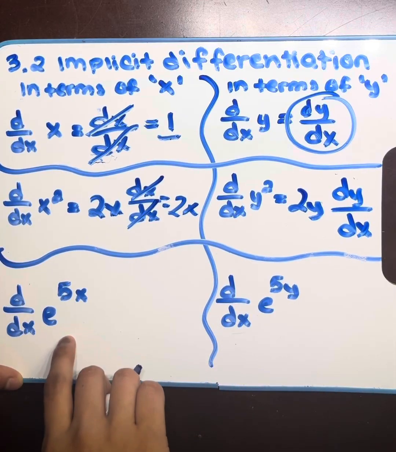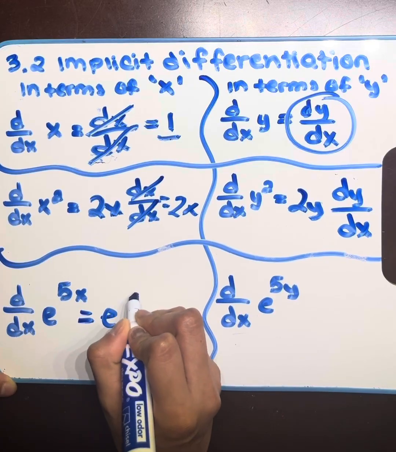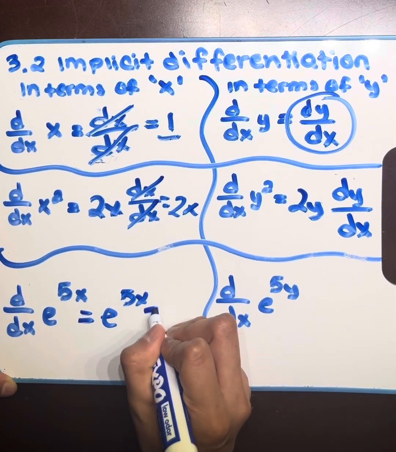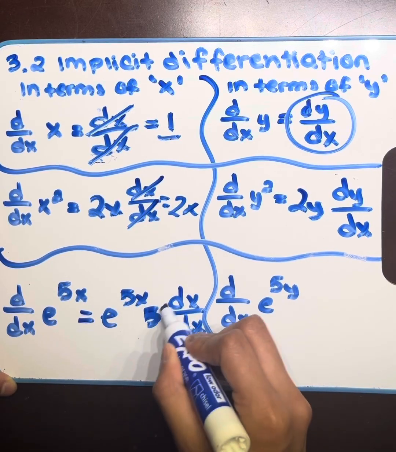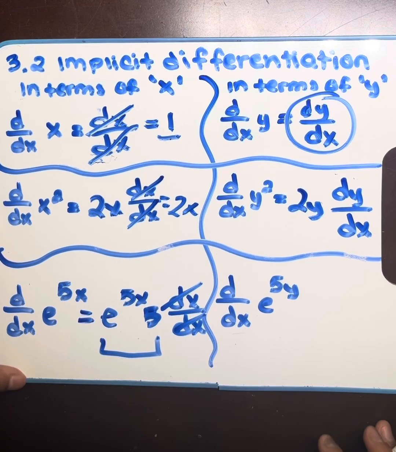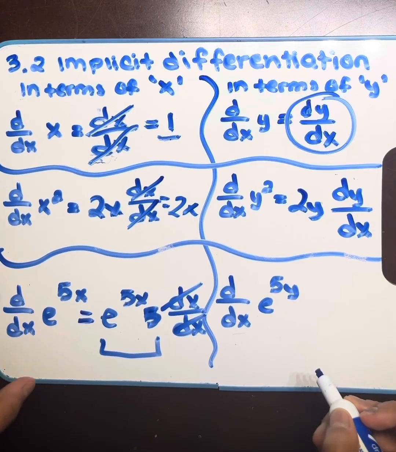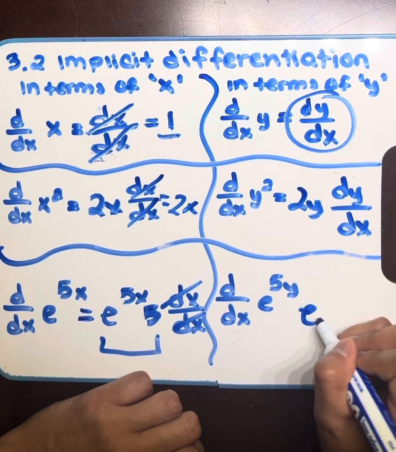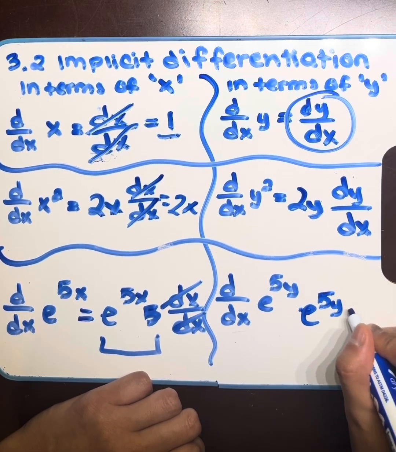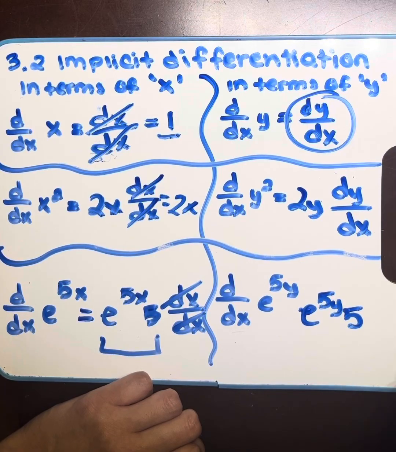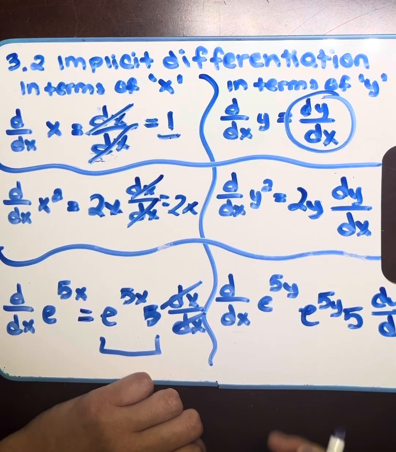For this problem, the derivative of e to the 5x is just e to the 5x times 5 because of chain rule. And essentially, we're also including dx over dx. It cancels out, and we're just left with this. If we do the same for here, we're going to do the same thing that we've been doing for these two. So we get e to the 5y, and then since we're doing chain rule, we times that by 5, but we also have to include a dy over dx because we took the derivative of y.